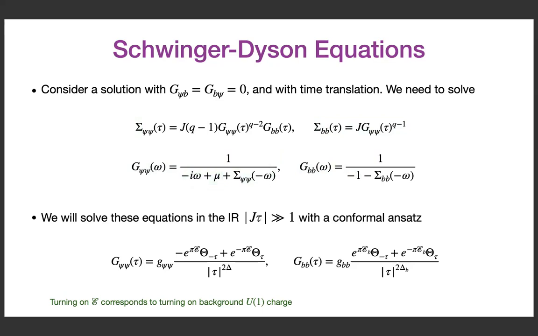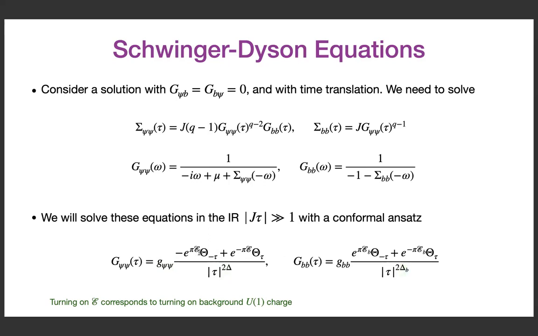But okay, so we will solve this in the IR where temperature is low or times are large, and the terms that we will ignore in that limit are this one and this one. And then we can put the conformal ansatz that is given by these 2 equations here. So you can see this, well, this lowercase g are just numbers, they're just coefficients. The dependence on time is just a power law with some scaling dimension. This delta is the scaling dimension of the fermion. This delta B is the scaling dimension of the boson.